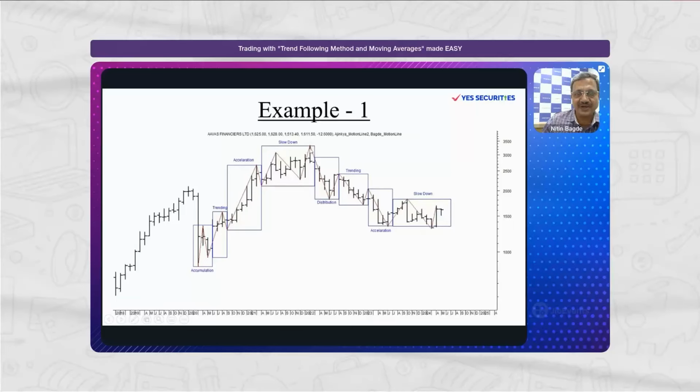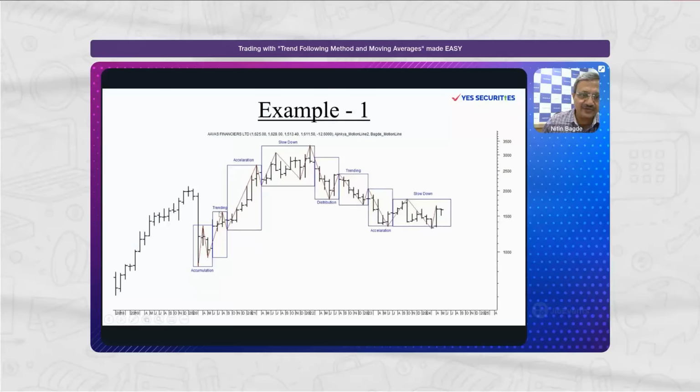Once this slowdown period is over, then distribution starts. So the previous breach of low happens and distribution starts. Once distribution starts, now the downtrend has started. This trending phase is of downtrend. The acceleration is of downtrend. This slowdown is inside downtrend.